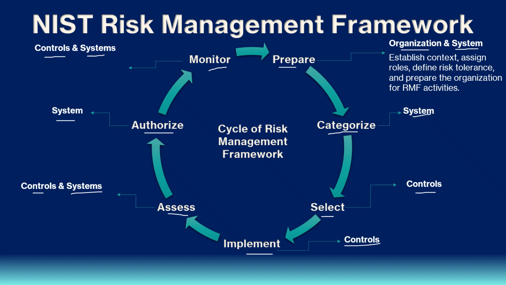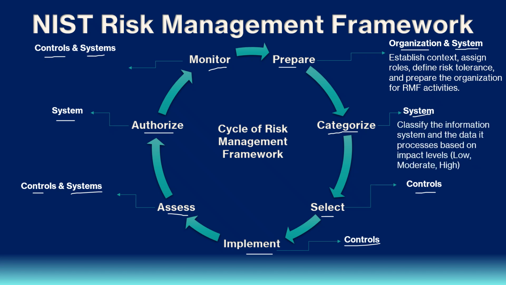NIST says preparation should happen at 2 levels. Organizational level, where the entire company prepares its policies, assigns responsibilities, allocates budgets, and builds a risk-aware culture. System level, we identify which system needs to be secured, understand how important it is for the business, and gather basic information about it. And the next one is categorize.